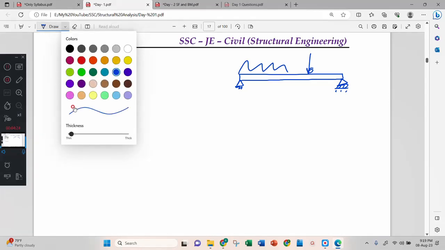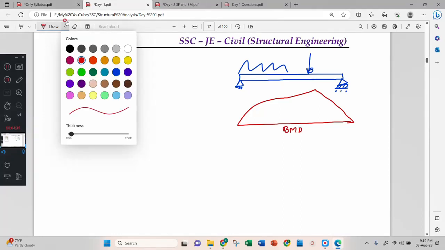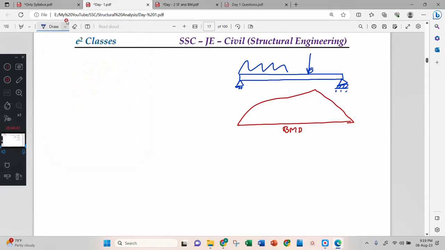Now this beam will have a bending moment diagram, something like this. Don't worry about the shape. This is your BMD. Now we will have the shear force diagram. Whatever it is, I don't know the value, it is just a shear force diagram. Correct? This is SFD.